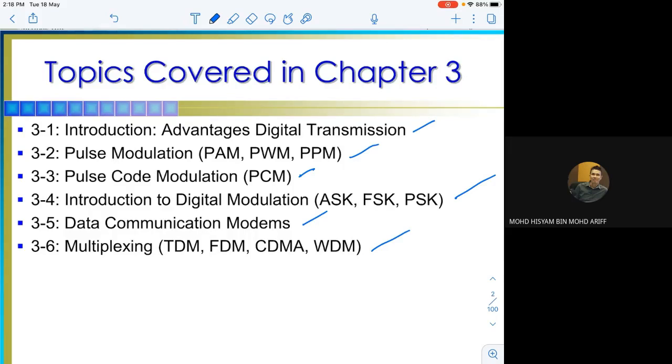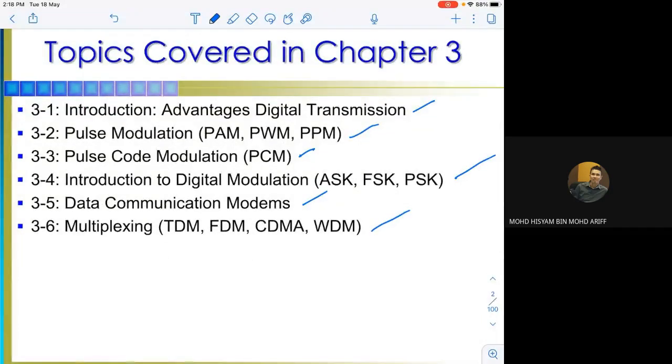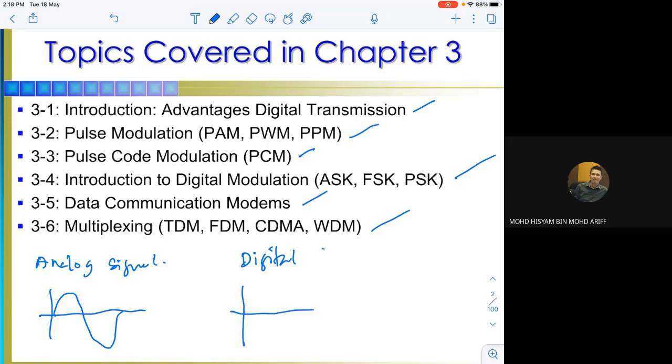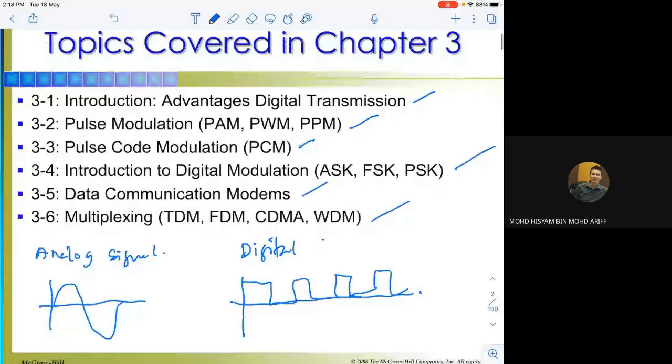Before we start, I want to give you an overview, for example, the advantage of digital transmission. Remember analog signal? Analog signals normally take a sinusoidal form. Digital is 0, 1, 0, 1, 0, 1, 0, 1. Clear? After this, we go one by one.